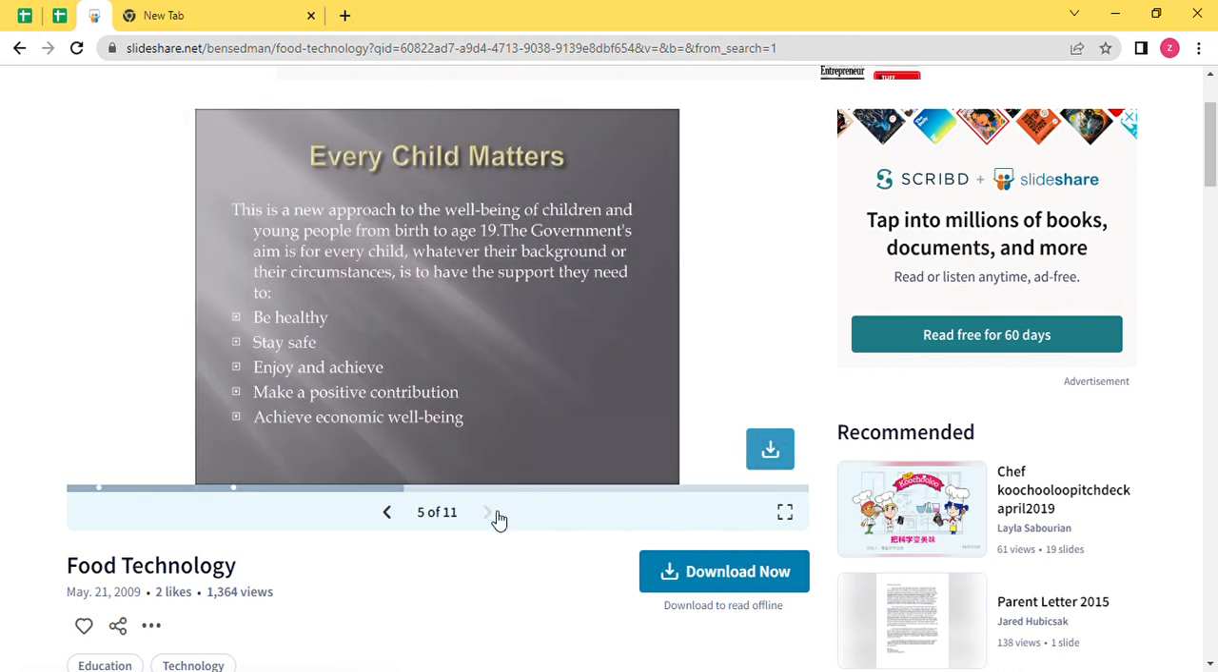Every Child Matters. This is a new approach to the well-being of children and young people from birth to age 19. The government's aim is for every child, whatever their background, to have the support they need. They need to be healthy, stay safe, enjoy and achieve, make a positive contribution, and achieve economic well-being.